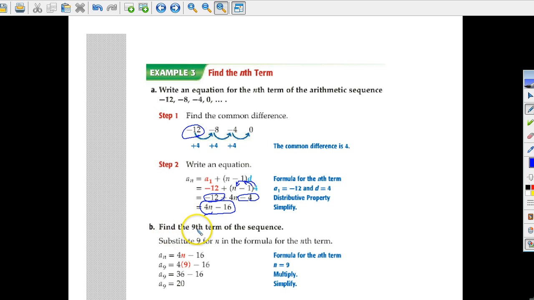Part B is find the ninth term. If I kept on going, this is 1, 2, 3, 4, 5, 6, 7, 8, 9. So what is that number going to be if it keeps going? Instead of adding 4 each time, I'm going to substitute this n with 9. So now you have 4 times 9 minus 16. You have 36 minus 16, and you have 20. So even if I don't do all these numbers, I know the ninth number will be 20. Pretty cool.